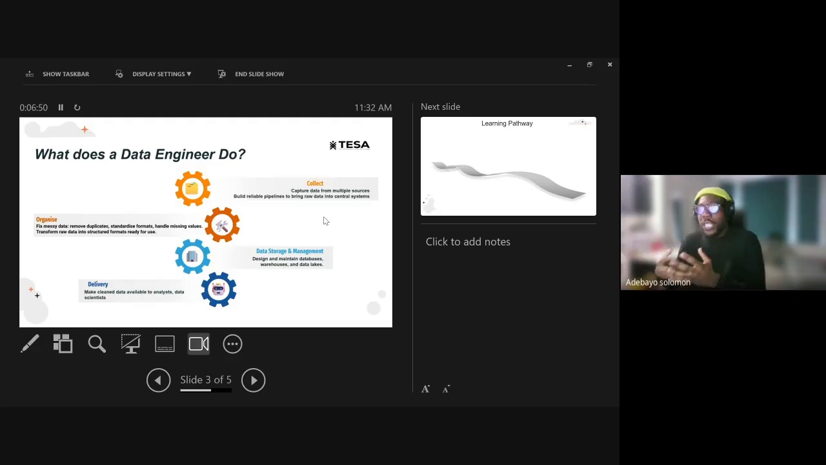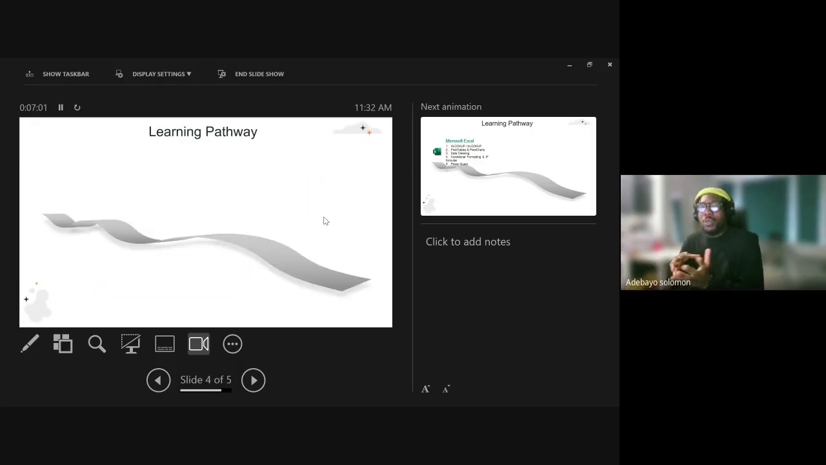All right. So the goal is to make sure the data is cleaned, available to data analysts, and also available to data scientists. Also, I just wanted to talk about the pathway. There are so many different pathways as far as data engineering is concerned. I personally transitioned from being a data analyst, and then I moved to becoming a data governance officer, and then I moved to becoming a data scientist, and then I moved now to becoming a data engineer.